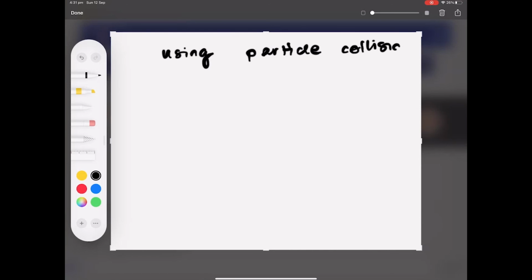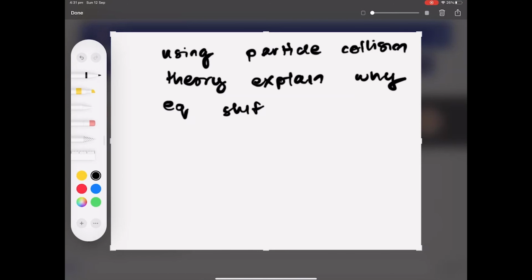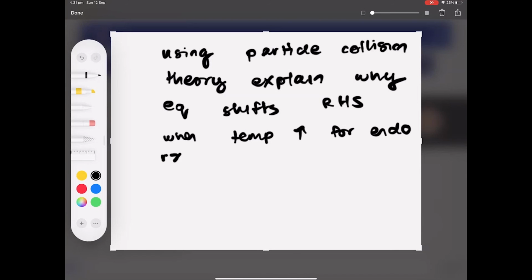If you're using particle collision theory, explain why equilibrium shifts to the right-hand side when temperature is increased for an endothermic reaction. It'll be like 2 marks. This will usually be through a graph. They'll maybe give you a graph of an endothermic reaction and its enthalpy energy diagram, and then ask you to, with reference to the image above, justify or explain.